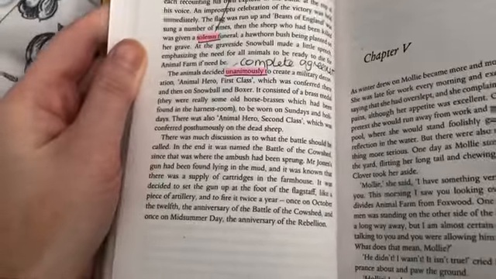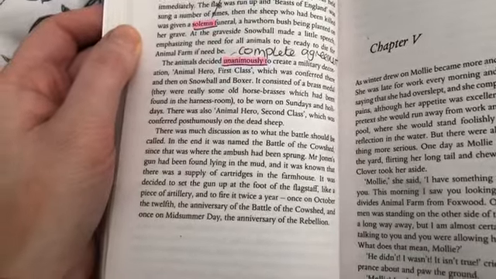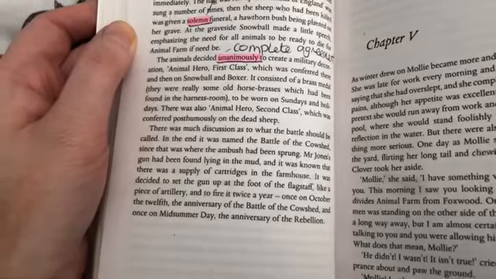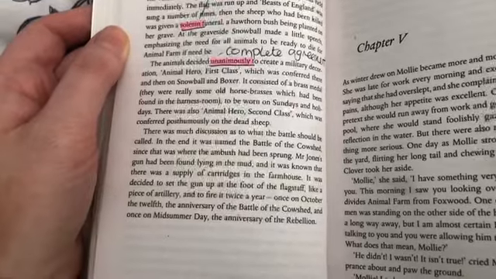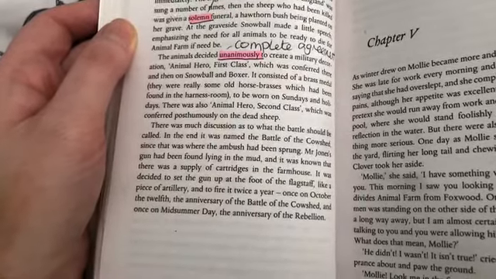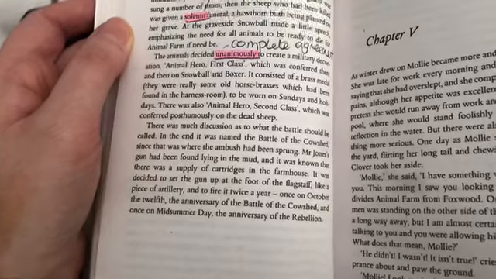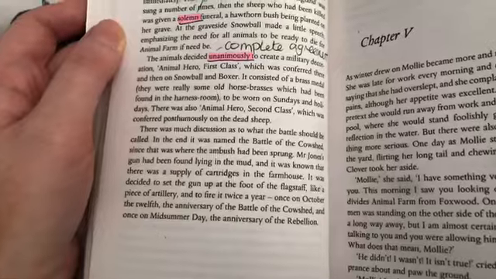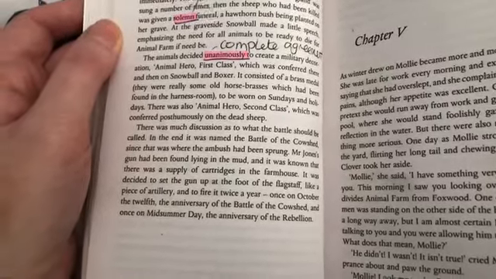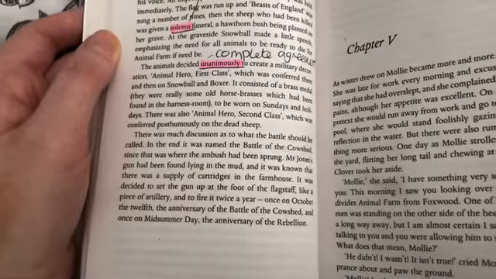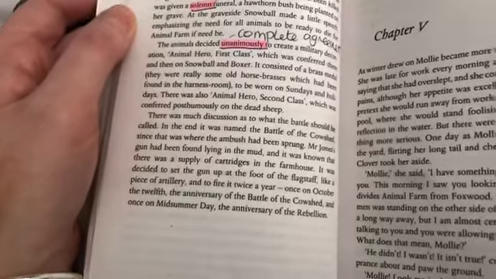The animals decided unanimously to create a military decoration, Animal Hero First Class, which was conferred there and then on Snowball and Boxer. So to be conferred is to be given a military honour. It consisted of a brass medal. They were really some old horse brasses which had been found in the harness room, to be worn on Sundays and holidays. There was also Animal Hero Second Class, which was conferred posthumously on the dead sheep. So you can be given a military honour after you've already died, and that's what's happened for the sheep.